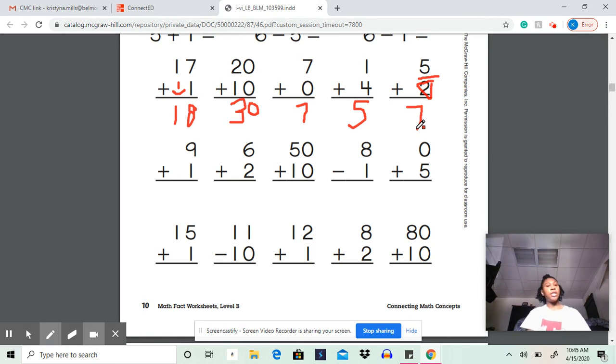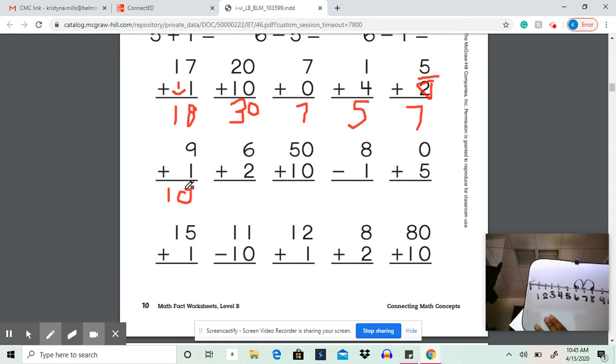Okay, now that you're done, we're just going to go over each of these problems, and I want you to see if you got them right. 9 plus 1, 10. You could have done that on your fingers. 6 plus 2. Use our number line. Start at 6. Hop 2. 1, 2. I ended on 8. So 6 plus 2 equals 8.